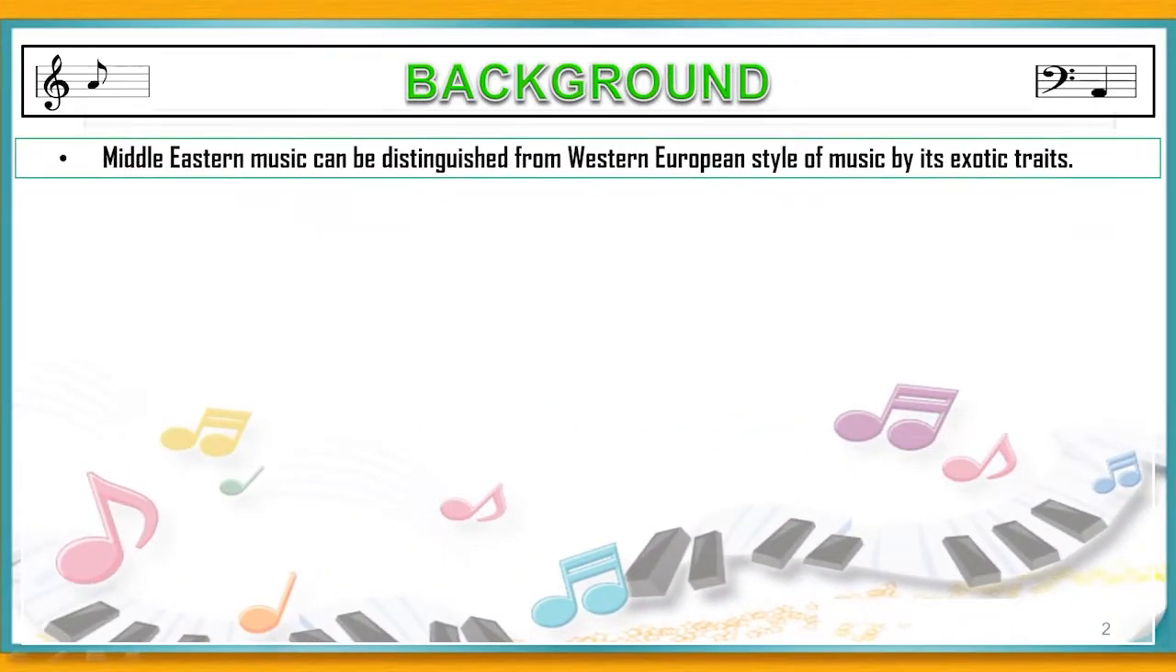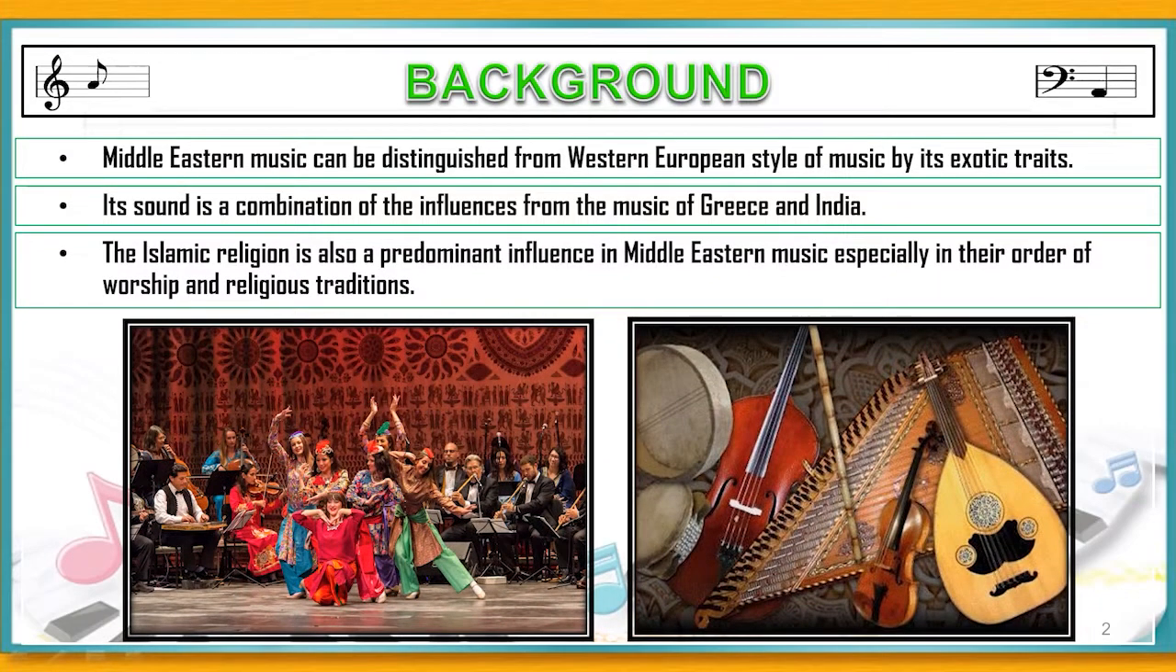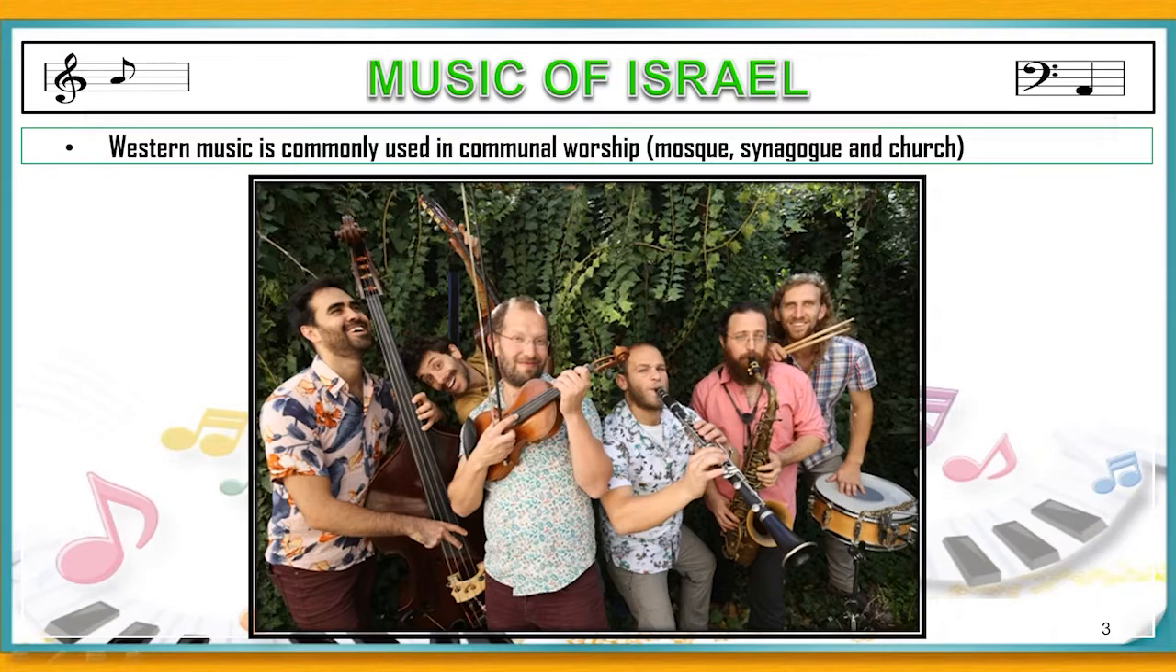Background. Middle Eastern music can be distinguished from Western European style of music by its exotic traits. Its sound is a combination of influences from the music of Greece and India. The Islamic religion is also a predominant influence in Middle Eastern music, especially in their order of worship and religious traditions. The music of Israel is commonly used in communal worship in mosque, synagogue, and church.